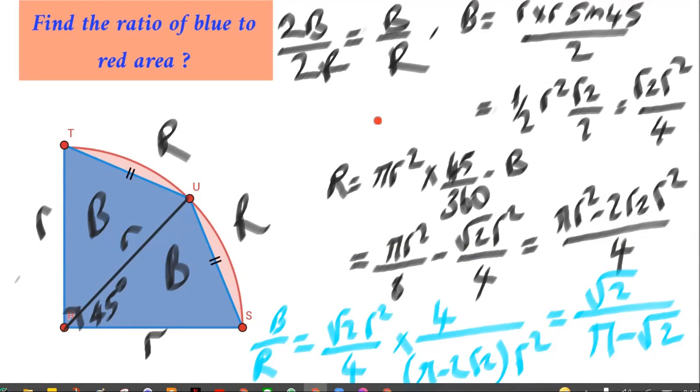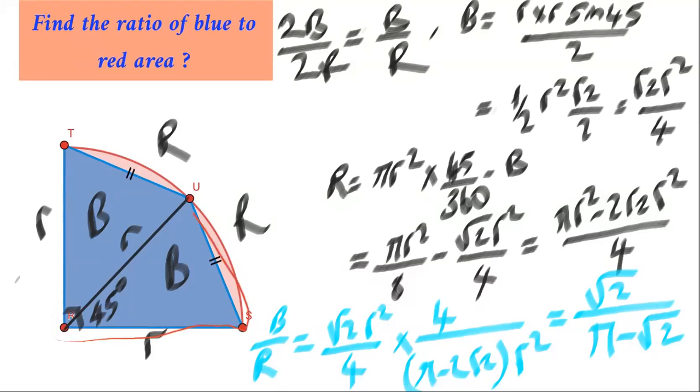So our first question is related to the ratio of blue area to red area. Here we have a quarter circle, so 1/4 of a circle. And it is divided into 2 equal parts because we know that if the chords are equal, the angles are equal. So it means they are 45, 45. And we have 2 equal slices or sectors.